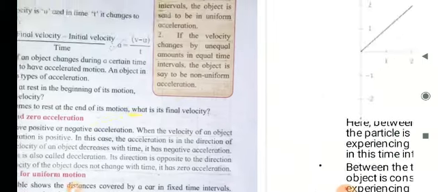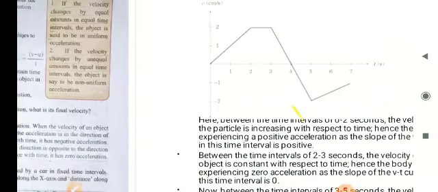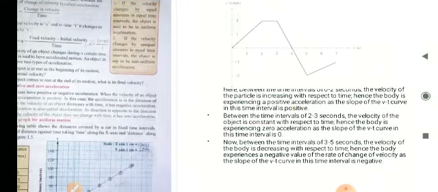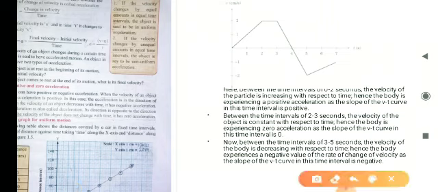Now let us look at the figure given here. Look at the graph here. It is going up, then a straight line and then it is coming down. So here between the time intervals of 0 to 2 seconds, the velocity of the particle is increasing with respect to time. Hence the body is experiencing a positive acceleration as the slope of the V-t, that is velocity time curve, in this time interval is positive.